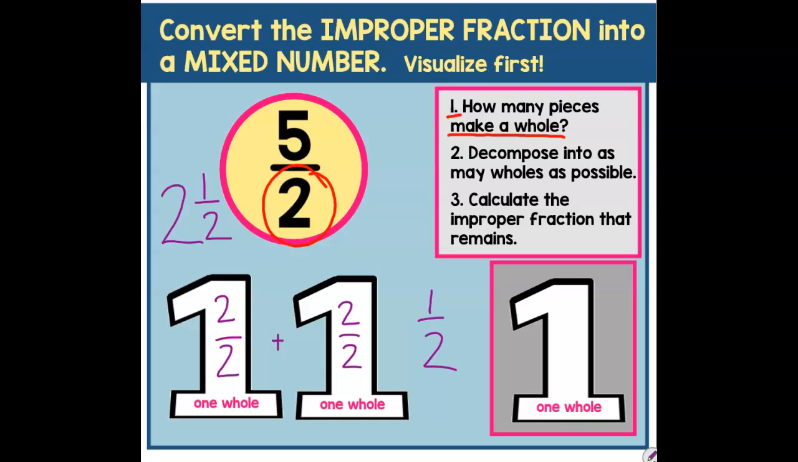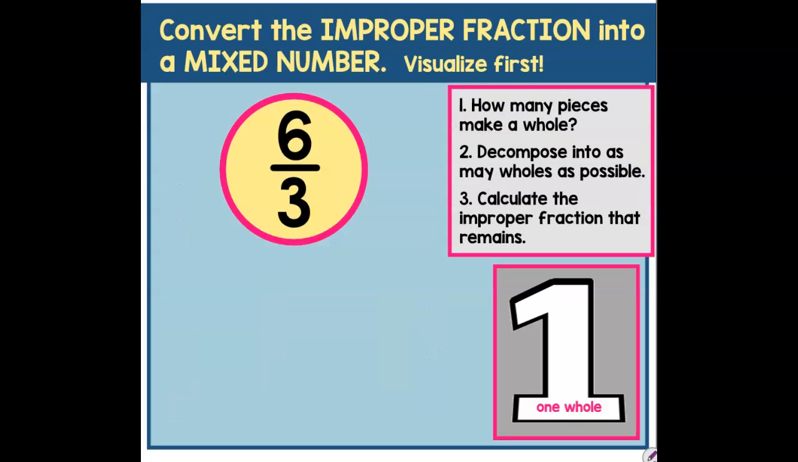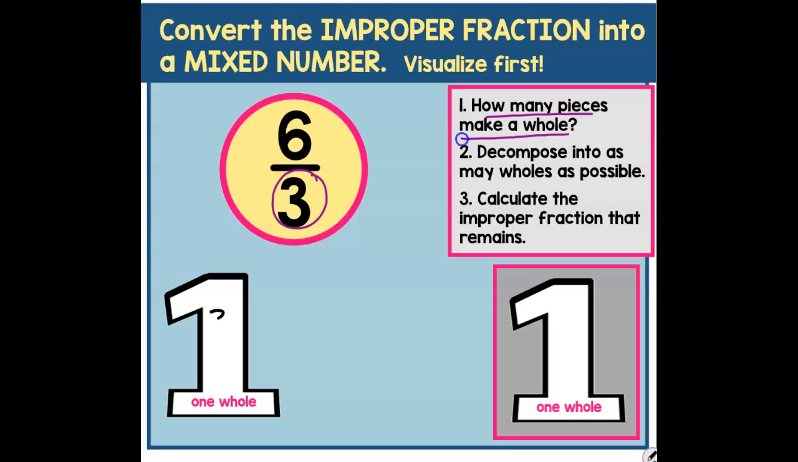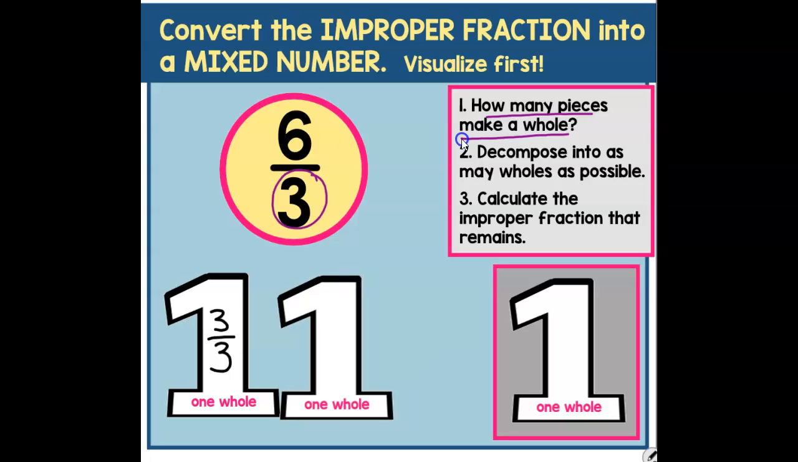Okay, so let's do another one. 6 thirds. My first step, how many pieces make a whole? Well, in this one, my denominator tells me I need 3 to make a whole. So I'm going to take out 1 whole first. That would be 3 thirds. Now I still have 3 thirds. If I take 6 thirds minus 3 thirds, I'm still going to have 3 thirds left. 3 thirds is another whole.